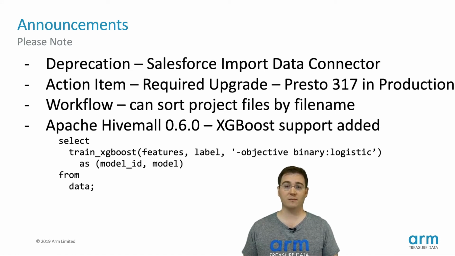In addition, we've added support for Apache Hivemall 0.6.0. This brings training and prediction support using XGBoost. While the original XGBoost is a standalone library that works on a single machine, Hivemall enables running XGBoost in parallel across our entire Hadoop cluster. It can easily be leveraged using an SQL query like the one to my right.